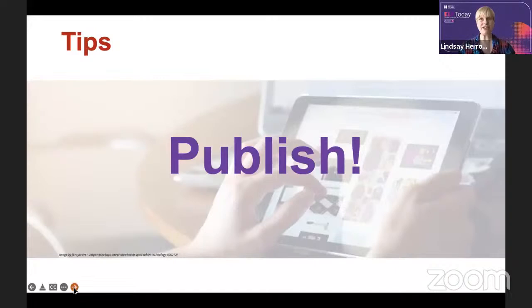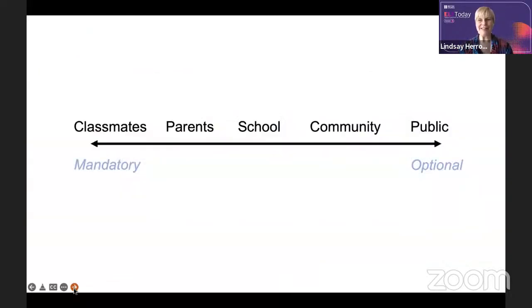The key to this entire process is not just making a project for the teacher, but sharing it with a wider, authentic audience. Now, when I say authentic audience, there's a lot of different possibilities there. The smallest group, of course, would be just sharing it with your other classmates. And then on the opposite side of the spectrum is sharing it widely, publicly on the World Wide Web.